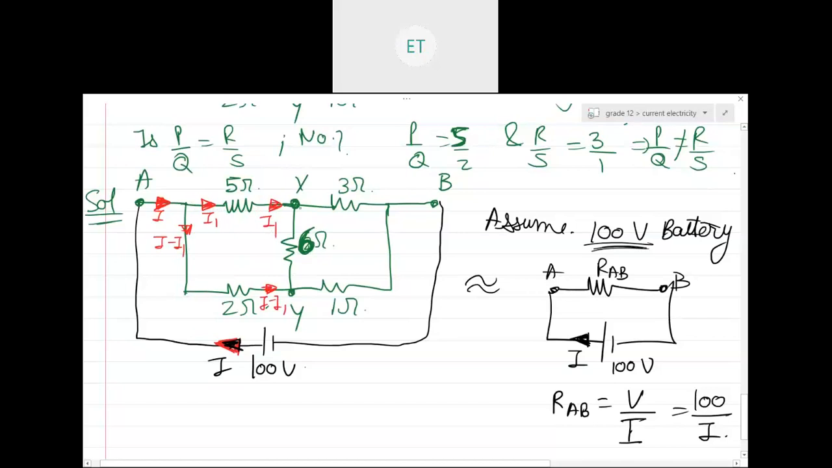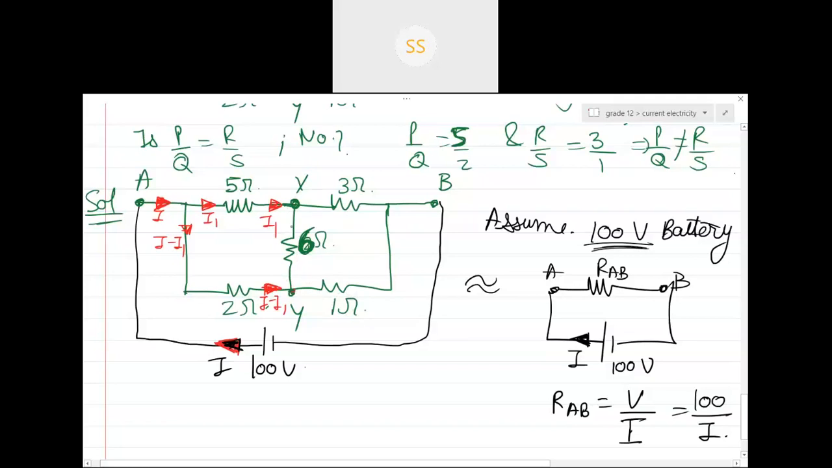This I1 will flow down? No, the I minus I1 will flow down and pass through the 2 ohm resistor. Now what? I minus I1 came at point Y, I1 came at point X. Now what? The I minus I1 will go up. Won't it go to this 1 ohm resistor? So there's no current flowing through the 6 ohm?